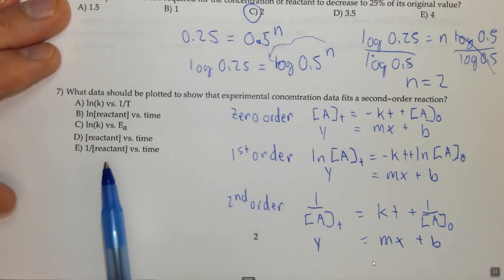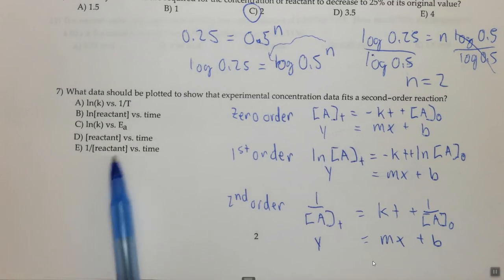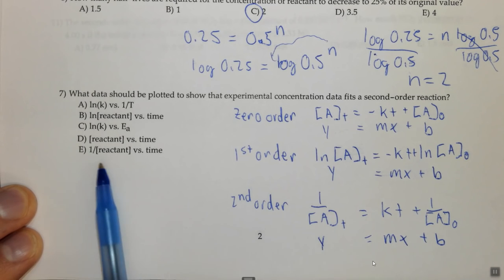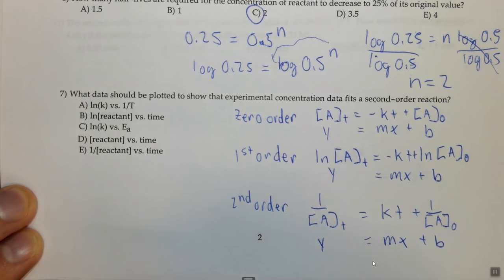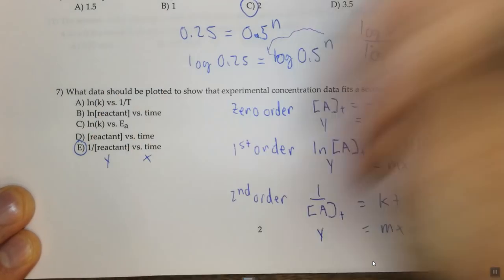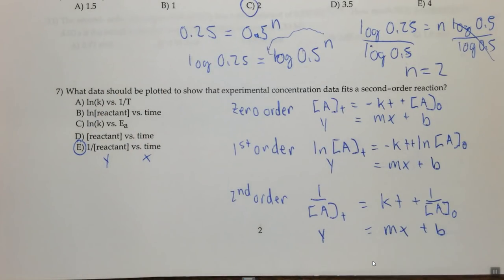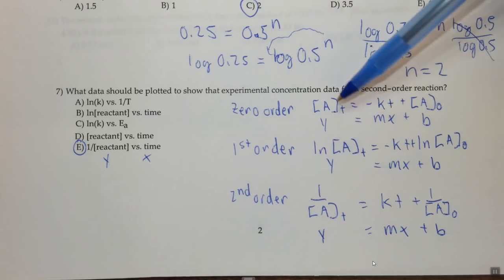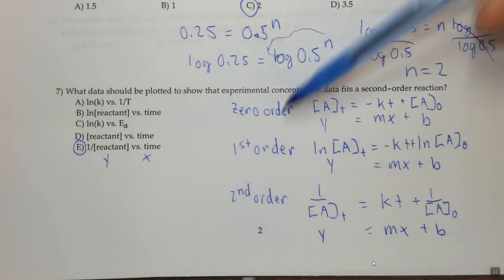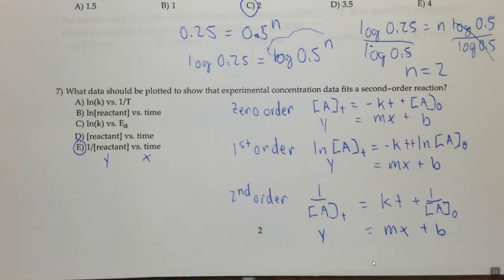So if we look at choice letter E here, it says 1 over reactant, 1 over A, for your x versus time for your y. So this is y versus x, and this is basically how you're going to do this. You do need to know these integrated rate laws in order to solve for the concentration after some time. The rate law is good for some things, but if you want to know how much of A is left after a certain amount of time, the integrated rate law is very useful. Or conversely, if you have this much A left, how much time has gone by, the integrated rate laws are great.